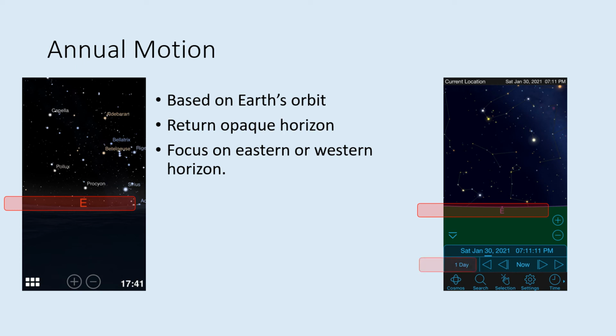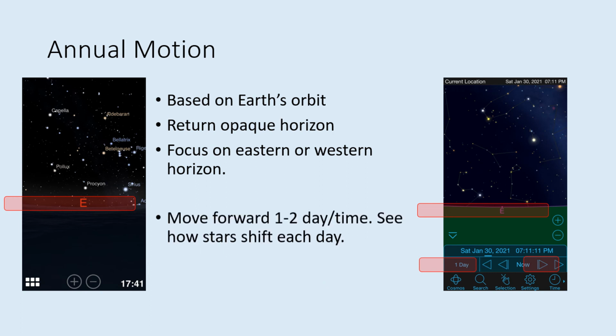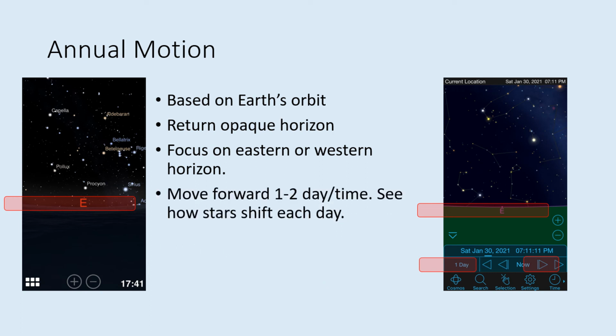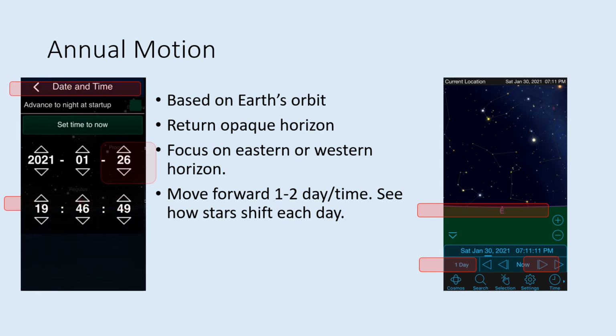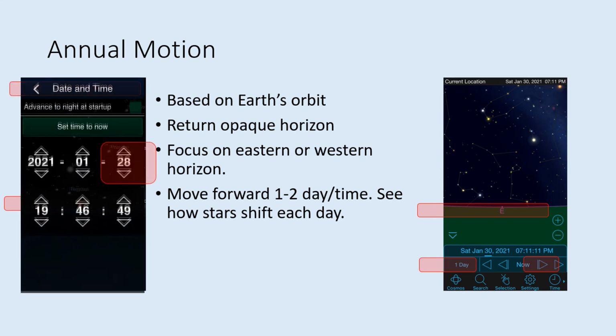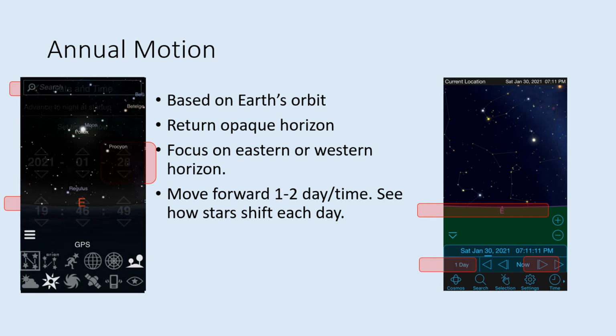Use the time controls to step forward by 1 or 2 days at a time. Depending on the version of Stellarium, you might have to use the date and time settings to do this rather than just stepping forward with the time flow controls. From day to day, which direction do the stars appear to move against the horizon? Is it eastward or westward? You may have to take several steps to get a clear measurement of this.